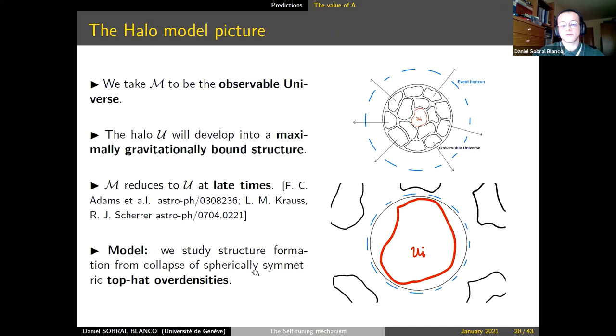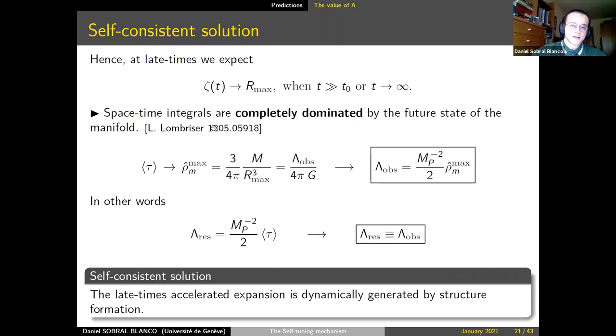Using this model, and assuming that at late times, being zeta the radius of the observable universe and R max the maximum radius of the top hat overdensity, the radius of the universe will reduce to the maximum radius of this region when we take large enough times, or we can even take time infinite in an infinite universe.